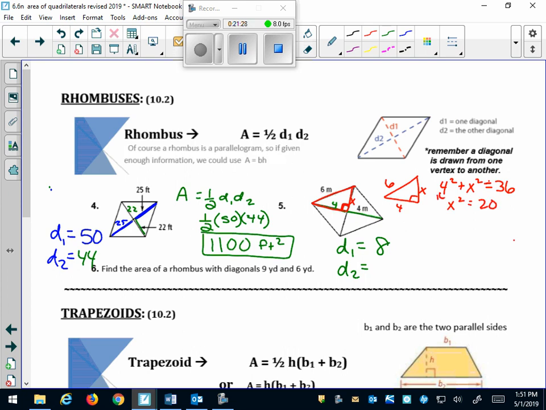Is that 16? X is the square root of 20. How do I simplify the radical square root of 20? What's a perfect square that goes into 20? 4 and 5. So this is 2 root 5. So x is 2 root 5. That's from here to here. It's 2 root 5. What would the whole diagonal be? 4 root 5. Right? 2 root 5 and another 2 root 5 would be 4 root 5.